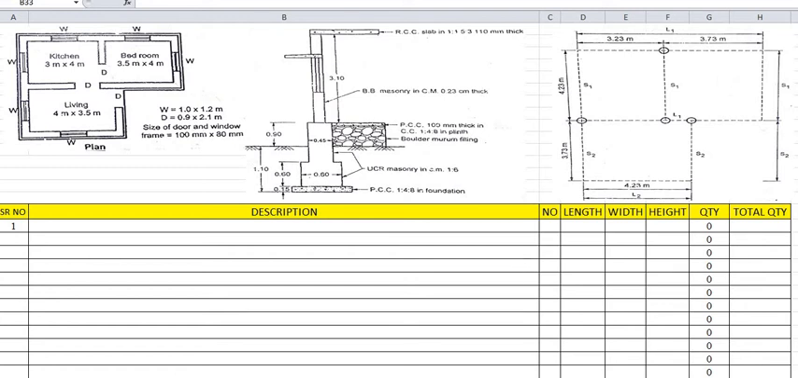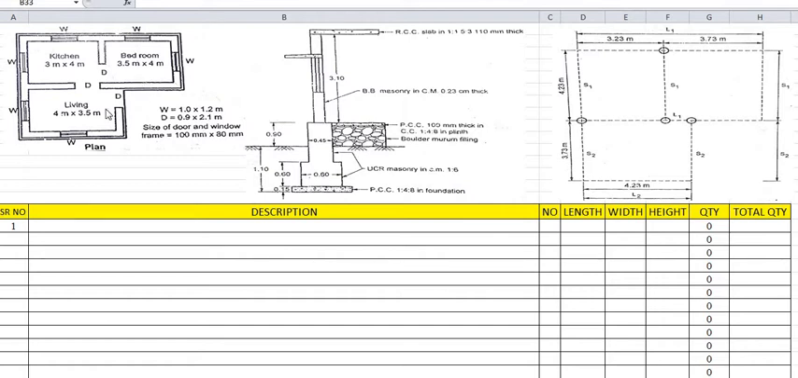Today we will start the lecture on estimating and costing. In the last few lectures we have discussed how to calculate the earthwork in excavations, how to calculate the quantity of PCC, and how to calculate the quantity of UCR by the long wall and short wall methods. In today's lecture we will repeat the same things, and beyond this we will find out some more things depending upon the drawings.